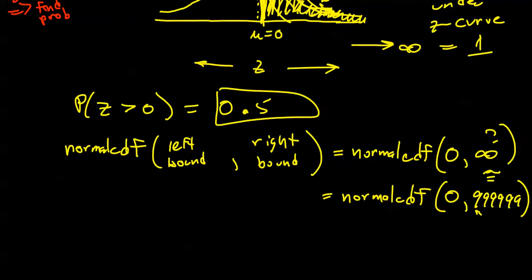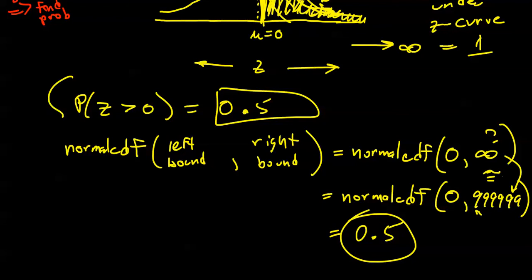Okay. Infinity will be approximated with this value, 999,999. And if I punch this out, well, I get approximately 0.5. Actually, my calculator gives me 0.4999999 off to 12 or so decimal places. Alright, so either using a little finesse and recognizing symmetry, or grinding it out with our normal CDF command, I can arrive at that probability pretty easily.